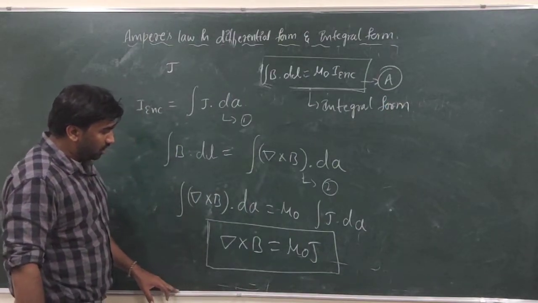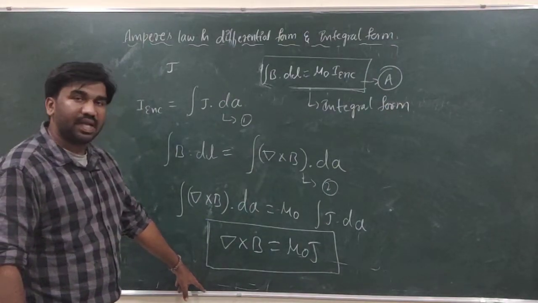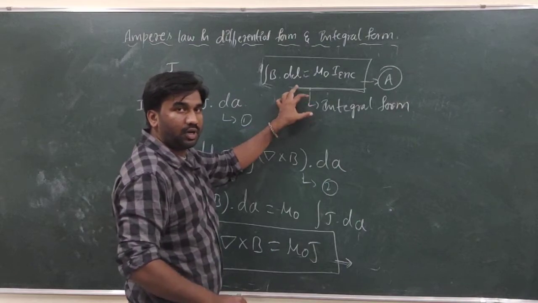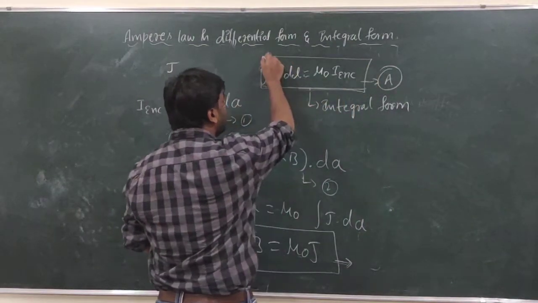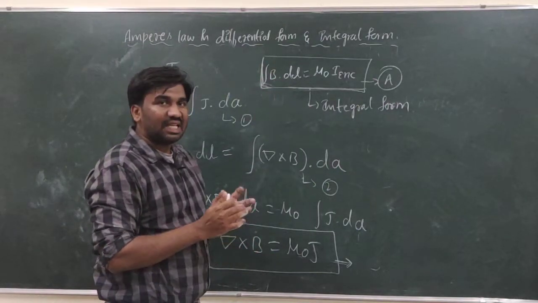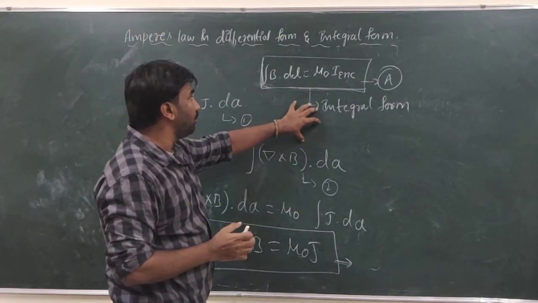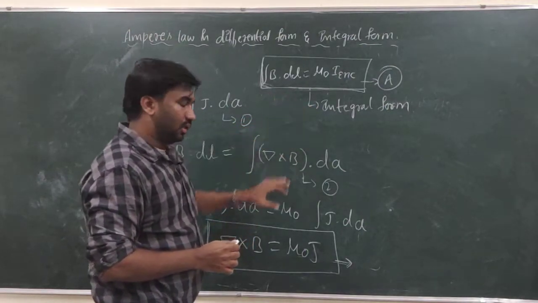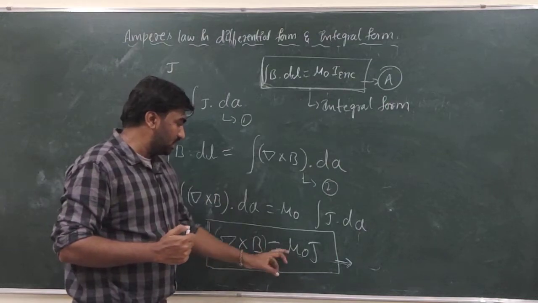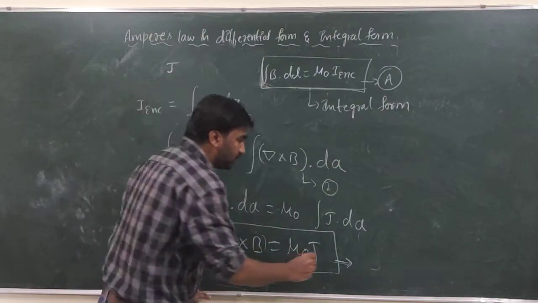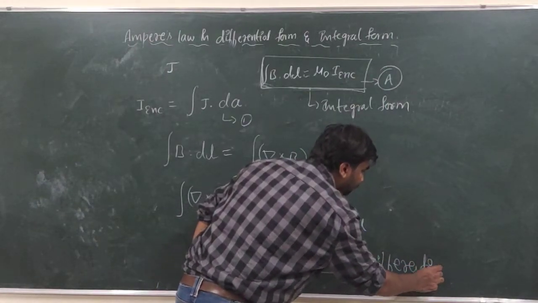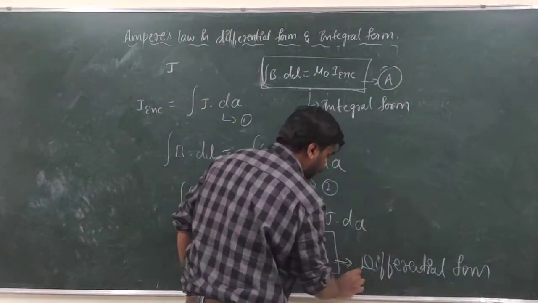So this is Ampere's law in differential form. This is a very important expression, and this is also a very important expression. This integral form of Ampere's law helps to calculate so many difficult problems, which we can easily calculate by using Ampere's law in integral form, very simply. So this del cross B, the curl of the magnetic field, is equal to mu naught into J. So this is the differential form of Ampere's law.